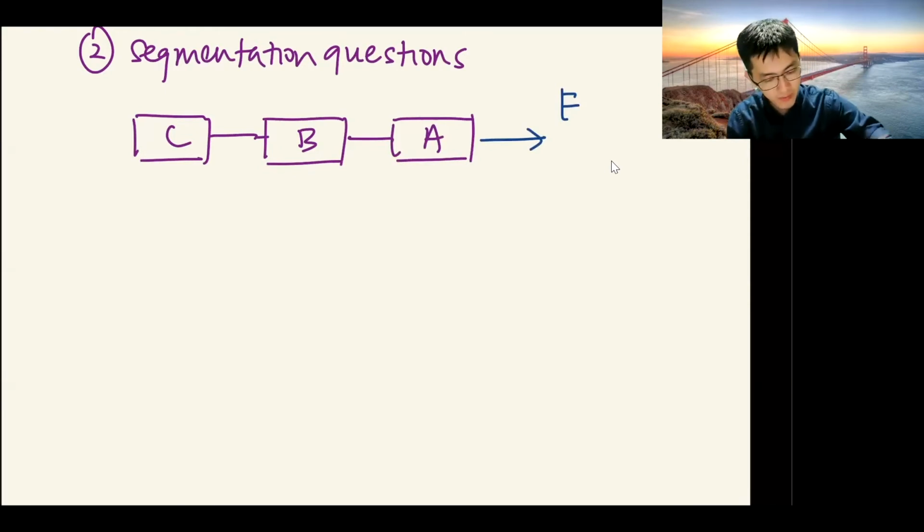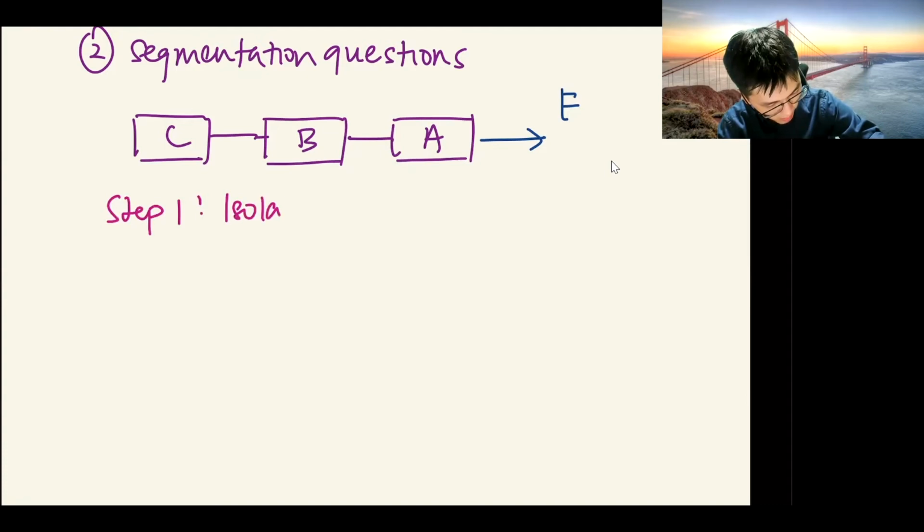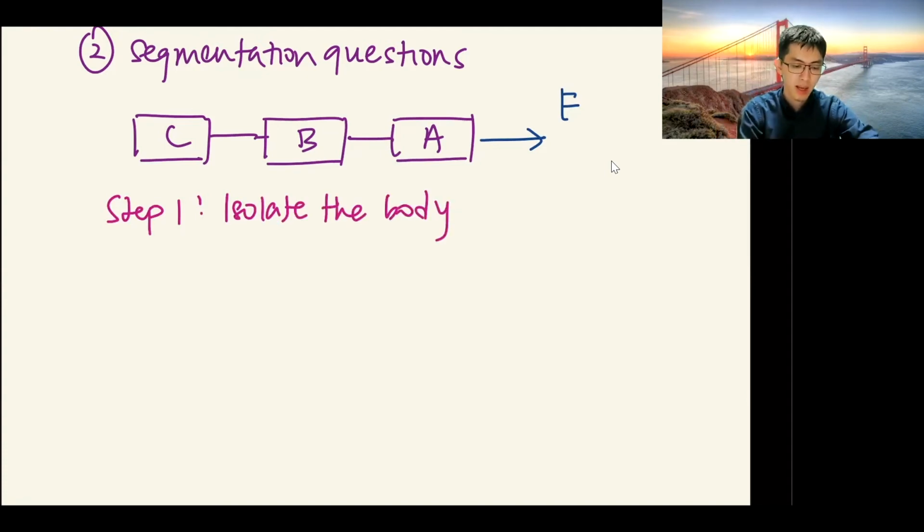Okay, so the first step here is to isolate the body. Isolate the body basically just means that A will have a free body diagram, B will have a free body diagram, and C will have a free body diagram. So I'm going to guide you on how to draw this free body diagram. It doesn't matter what object you are drawing, it can all be represented with a rectangle itself.